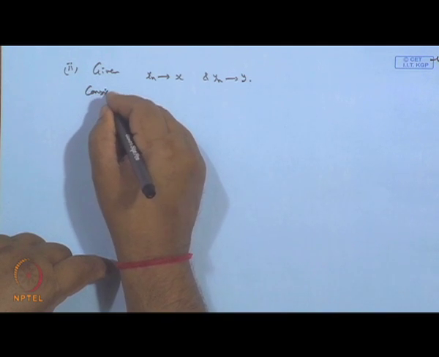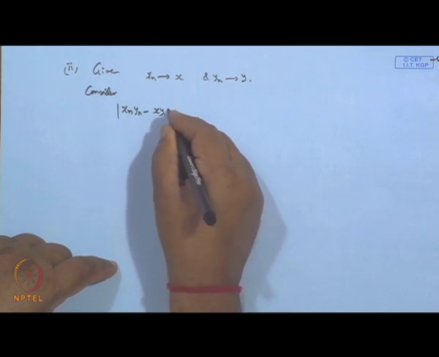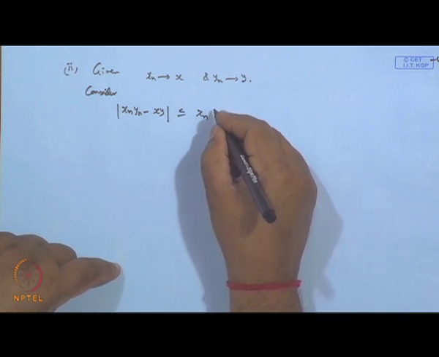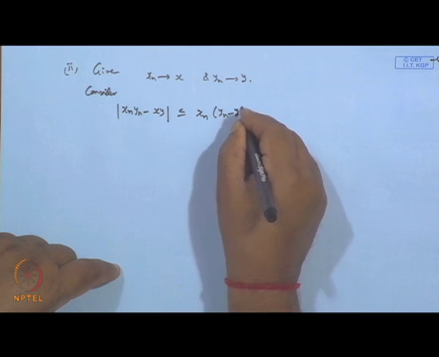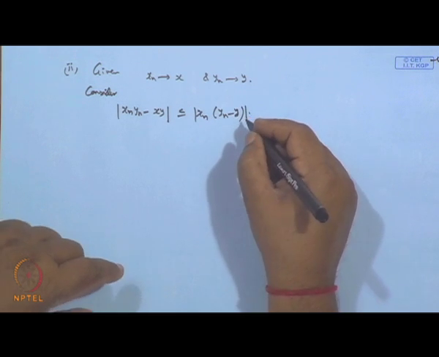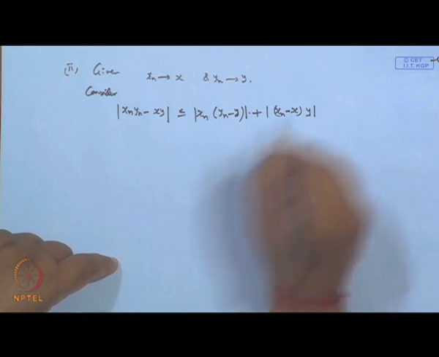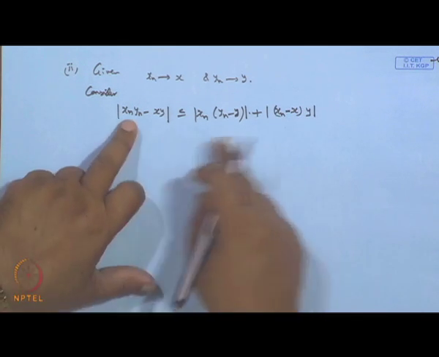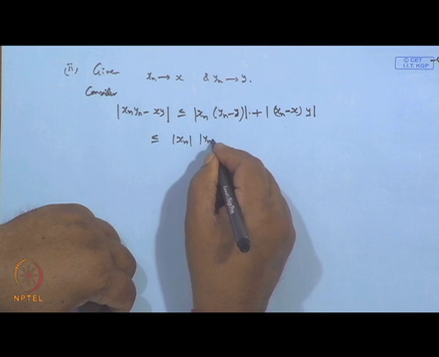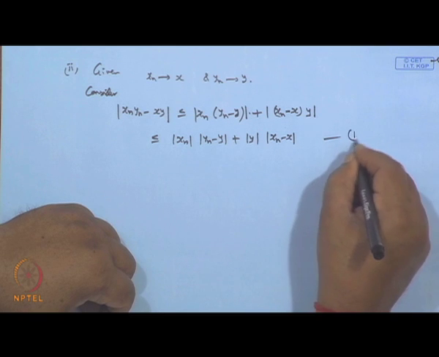So, consider mod of x n y n minus x y. Now, this will be less than or equal to mod of x n into y n minus y plus mod of x n minus x into y, just by adding and subtracting and applying the triangle inequality, which is less than or equal to mod x n mod y n minus y plus mod y mod of x n minus x. Let it be 1.